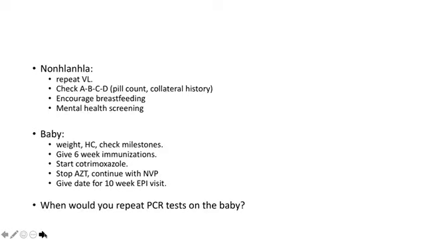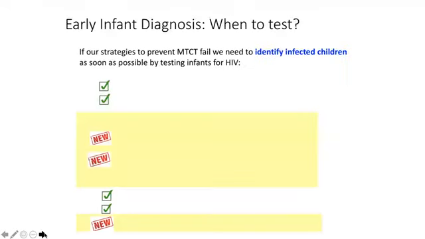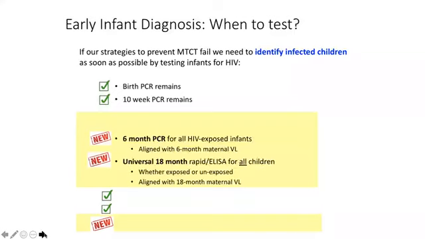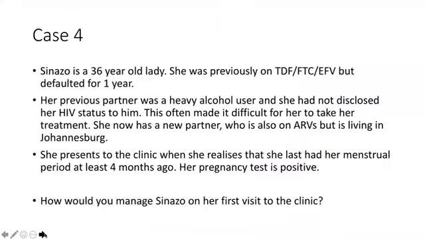But according to the guidelines, the next time that we do a PCR, if you go to the next slide, you would see there that we do a birth PCR. The next time we do a PCR would be 10 weeks. Okay, so if you click a couple of times still, 1, 2, 3, yeah, that's great for now.